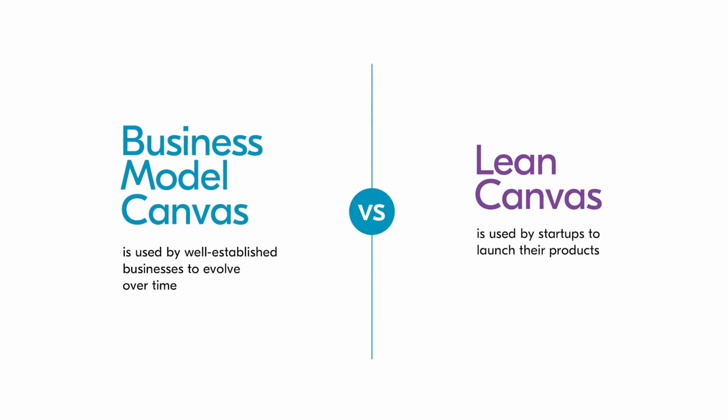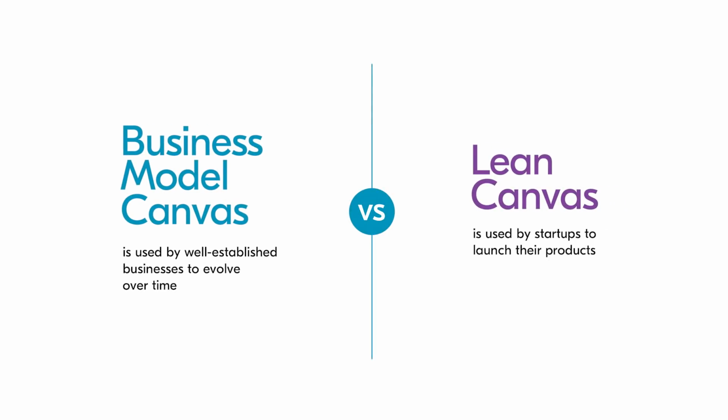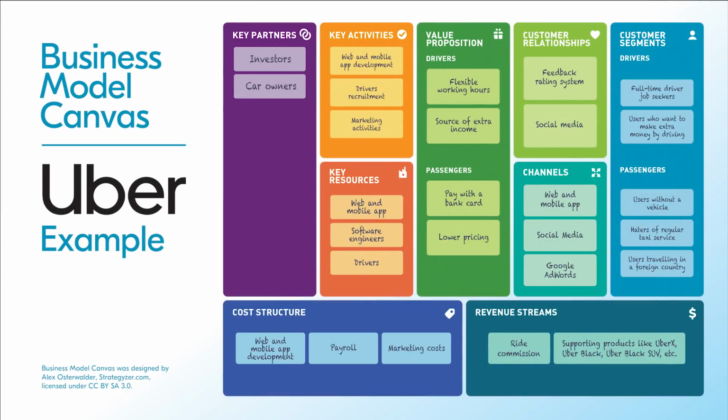The key difference between Business Model Canvas and Lean Canvas is that the BMC was designed for well-established businesses to track their efficiency and evolve over time, while Lean Canvas is mostly used by startups to launch their products. Entrepreneurs love the Business Model Canvas. It is a flexible, intuitive, and value-centered solution to identify risks. That's why it is often called a one-page business plan.